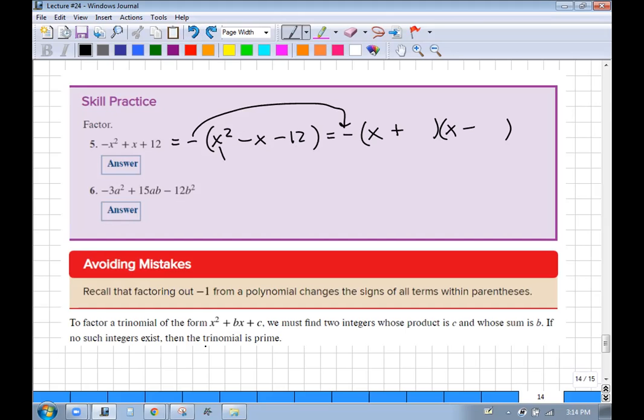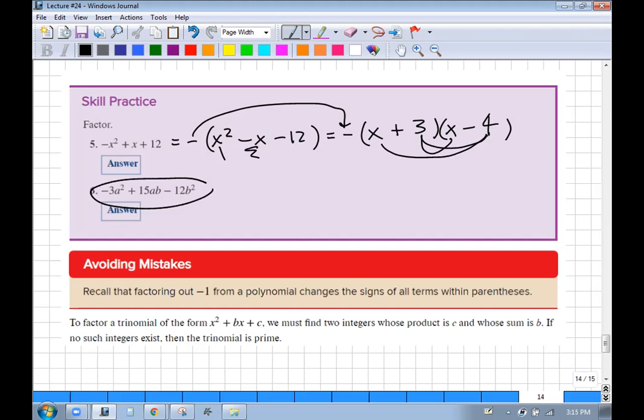So 4 and 3, I think. So where do we put the 4 and where do we put the 3? We need to get a negative 1, so we need to make the 4 negative and the 3 positive. Okay, that gives us our negative 12. Boom. We have a positive 3x, but the negative 4x gives us our negative x there. So now it's factored. So don't forget that minus sign.